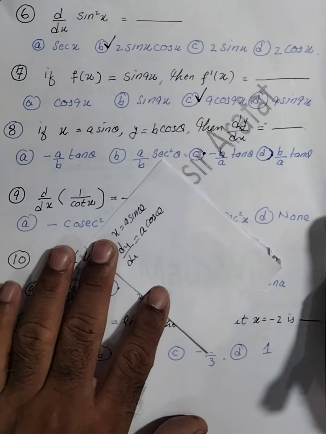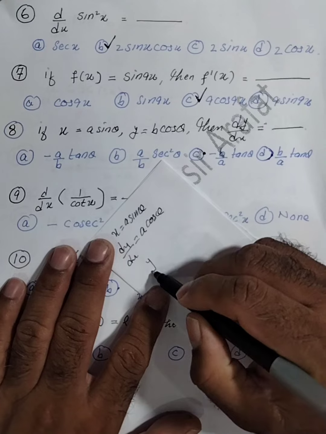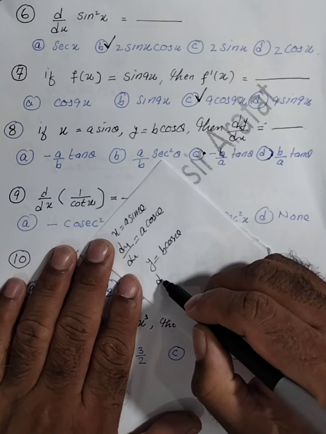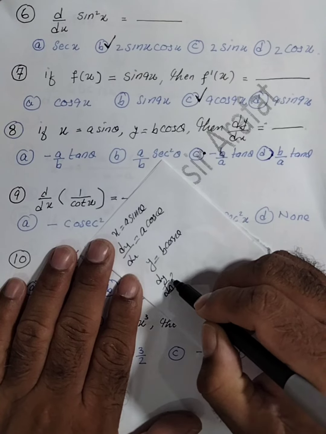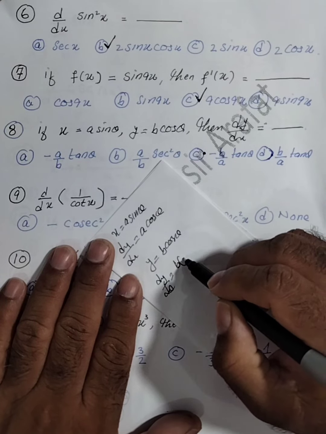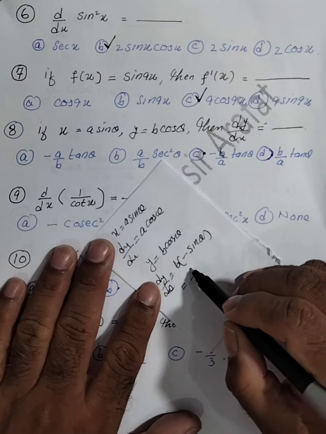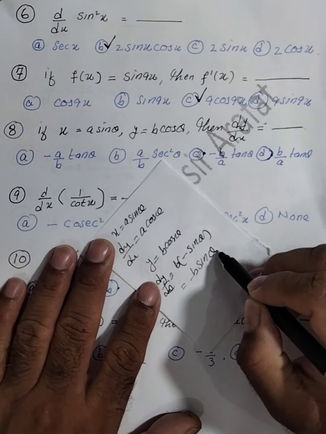a remains same. The derivative of sine theta is cos theta. Now take out the y here. So this is y is equals to b cos theta. So the derivative dy over d theta is b, and the derivative of cos theta is minus sine theta. This is the formula here. So this is minus b sine theta.